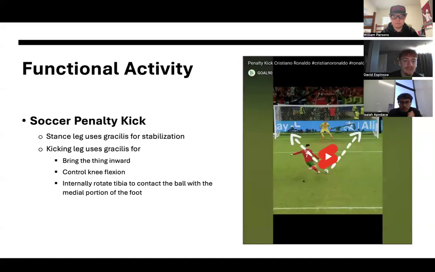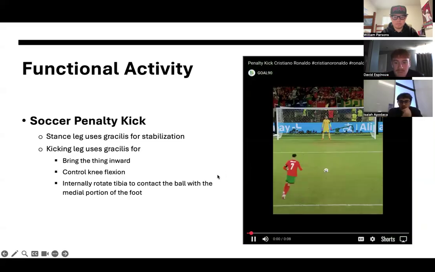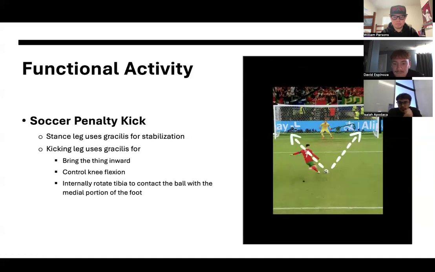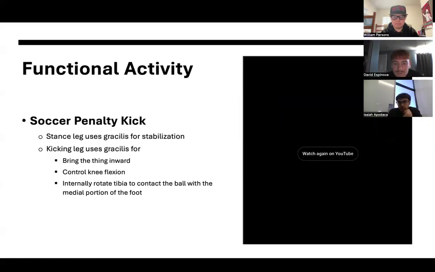All right, for the functional activity, I chose a soccer penalty kick. The stance leg would use the gracilis for stabilization. The kicking leg uses the gracilis to bring the leg inward. It would control knee flexion, and it would internally rotate the tibia to contact the ball with the medial portion of the foot. And you can play the video, you can kind of see it. But yeah, there we go.